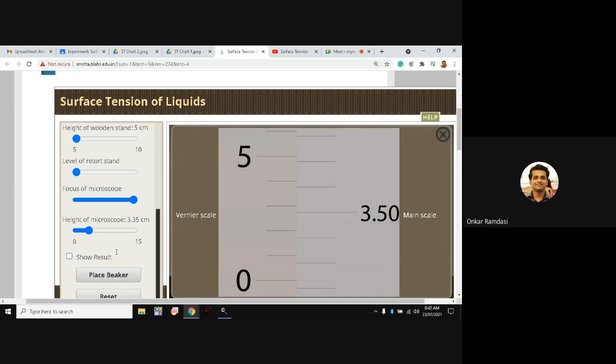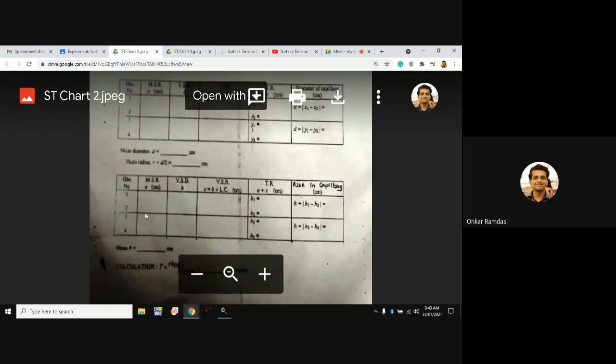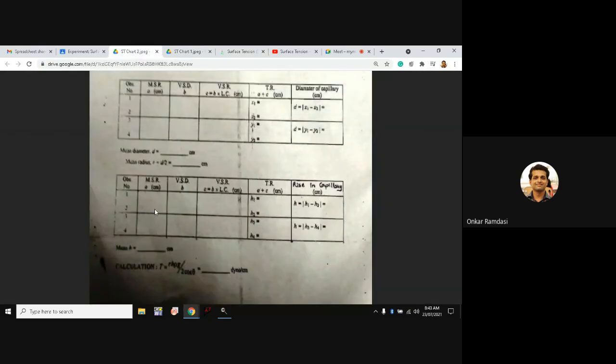So the final reading will be what? 3.35 plus 15 into 0.001. Your main scale reading is 3.35, vernier scale division is 15, and total reading will be 3.35 plus 15 into 0.001. That will give H2. The difference between H1 and H2 will give H, the height difference. Then you can substitute that H in the formula, h = 2T cos theta upon r rho g.